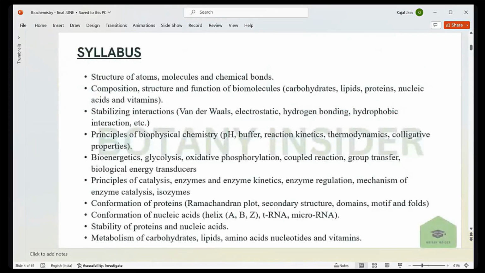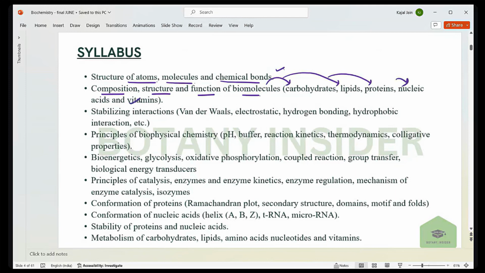Let's talk about the syllabus of biochemistry now. So talking about the syllabus of biochemistry, the first topic is structure of atoms, molecules and the chemical bonds. Then you have composition, structure, function of the biomolecules, in which we have the carbohydrates, lipids, proteins, nucleic acid and vitamins.